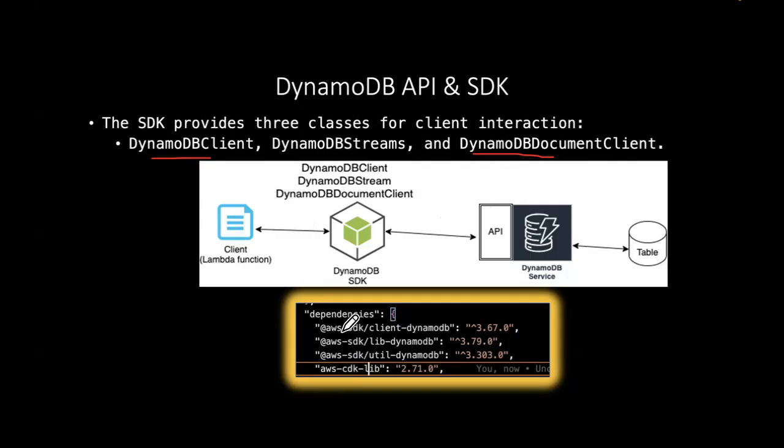All I'm showing you here is an excerpt from the package.json. What I'm trying to get across is that the DynamoDB SDK, because it's quite large, is broken up into a number of separate NPM packages. You'll see that as well, but I'm just confirming it here.